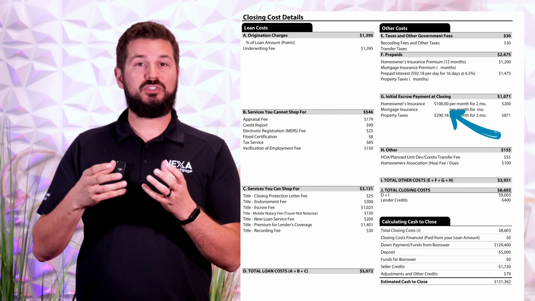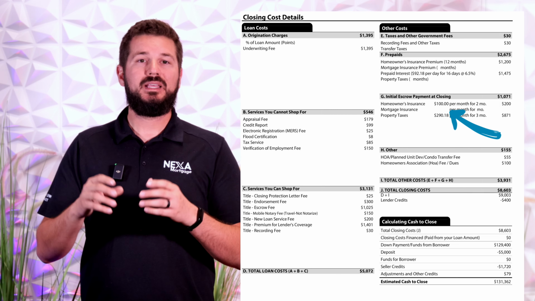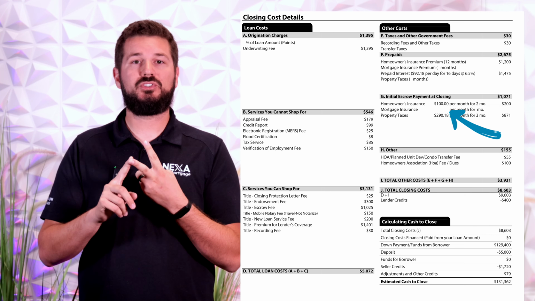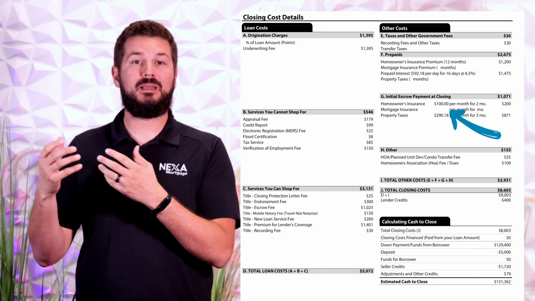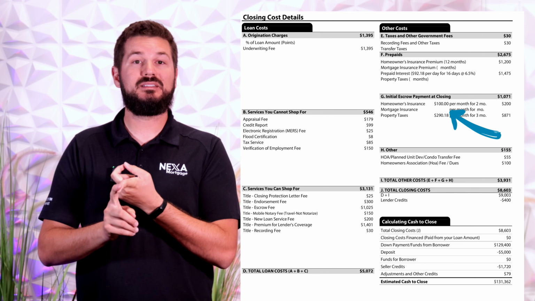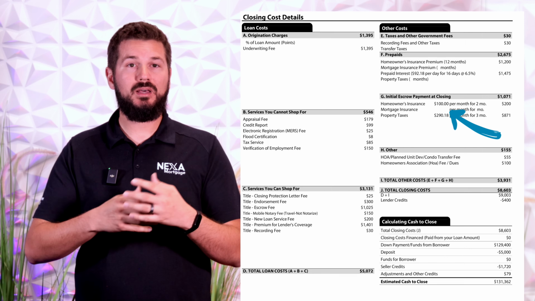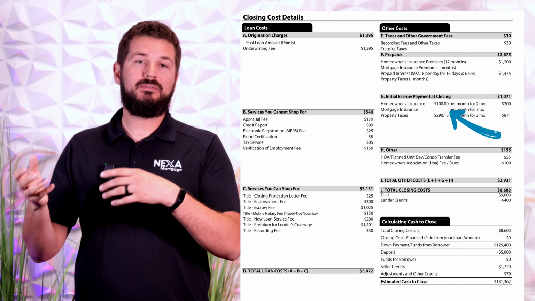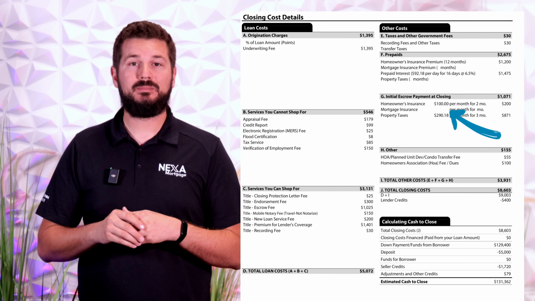Section G, this is your initial escrow payment at closing. If you do choose to have an escrow account, this section outlines the initial payment for property taxes and homeowner's insurance that the lender will start collecting and then pay on your behalf when it comes time for those to be paid. This ensures that there's enough in the account to cover these expenses when they're due. Now, with some banks and some lenders and some products, you can choose to waive escrows and pay those on your own. However, if you choose not to do that, you will see these fees in your loan estimate.